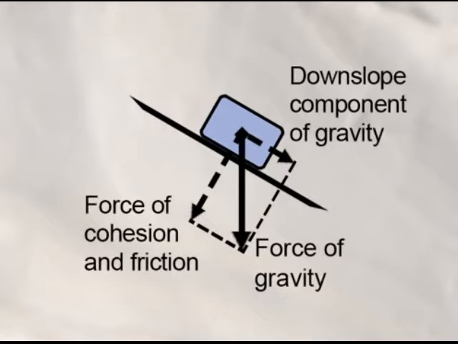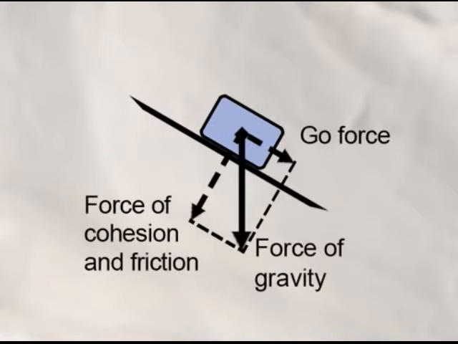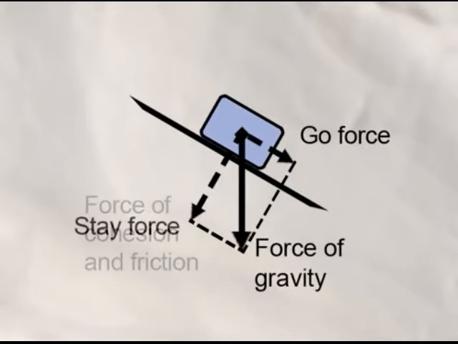Now, I get awfully tired of saying the downslope component of gravity, so I simply call that the go force, because that's what it is. It says to whatever's sitting on the surface, go. I get awfully tired of saying the force of cohesion and friction, so I call that the stay force, because both of those would say, no, don't go, you stay where you are. So we have a go force and a stay force.